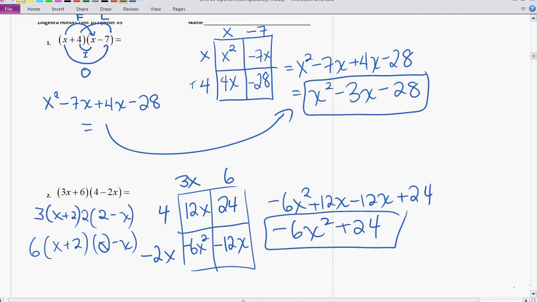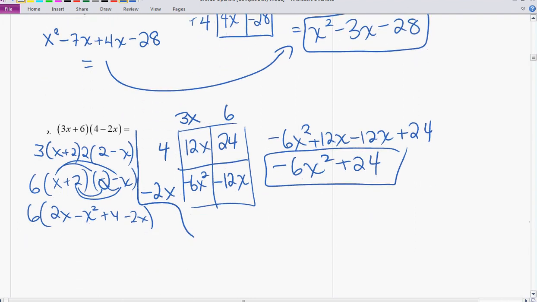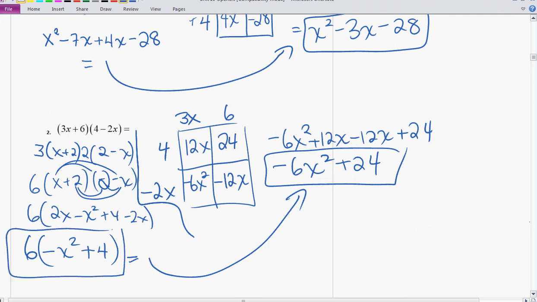And if I multiply that out using FOIL, I'll do it this time. 6 times the quantity 2x outer minus x squared inner plus 4 last minus 2x. So simplifying that, I have -x squared. My 2x and my -2x negate each other, and I'm left with plus 4, all times 6, which when you distribute the 6, you end up there. If you needed to distribute the 6, you could have also just left it like this.